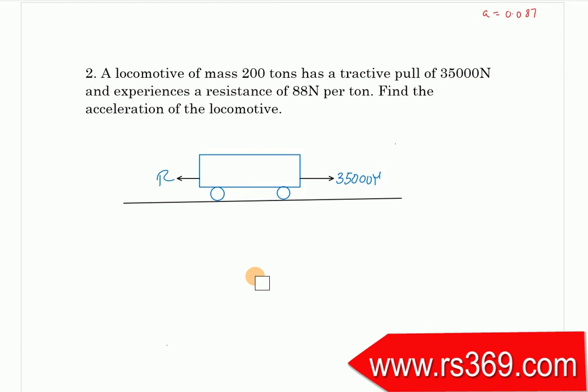A locomotive of mass 200 tons has an attractive pull of 35,000 newtons and experiences a resistance of 88 newtons per ton. Find the acceleration of the locomotive. This diagram is not part of your question, it is part of the solution. So the question ends here, and you as a candidate are supposed to apply this. If you are to use this diagram, you can use it to help you answer the question.